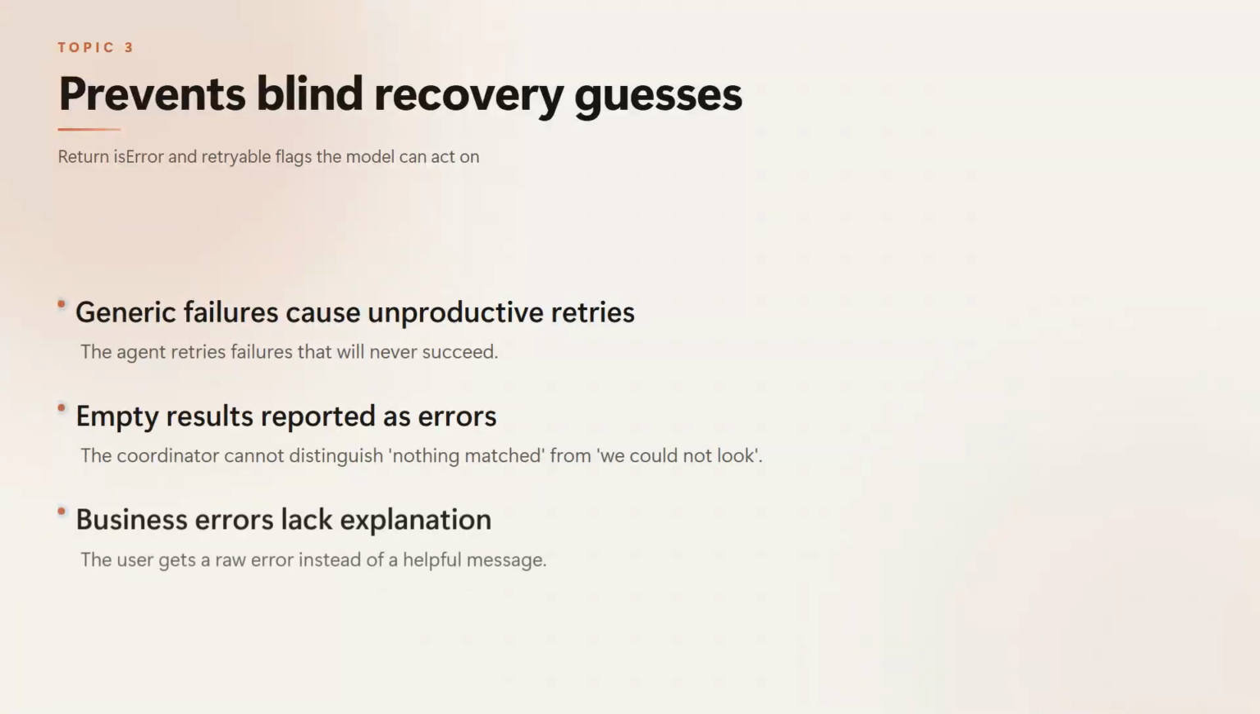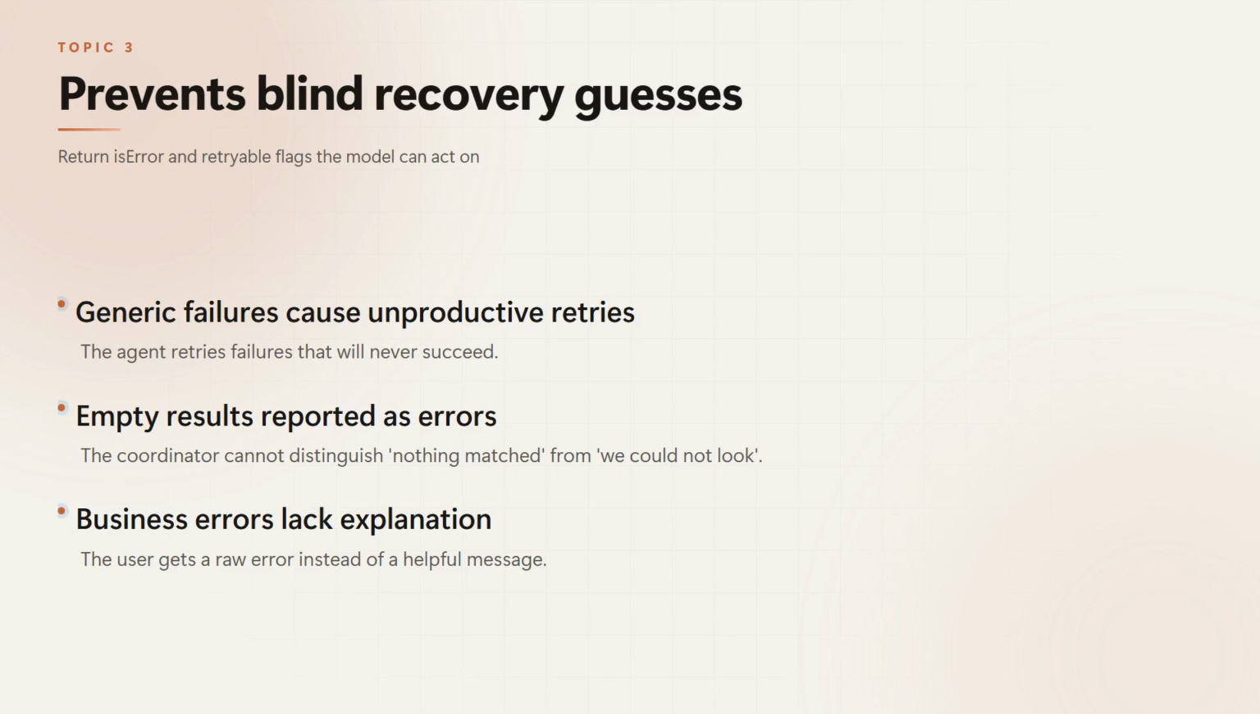In production, without structured errors, the agent makes blind recovery guesses. The commonest guess is an unproductive retry. It will hammer a service that is down, or retry a validation failure with the same bad input. Even worse, if you report an empty result as an error, the coordinator cannot tell nothing matched from we could not look, so it might retry a search that worked fine, wasting resources and delaying the real answer.